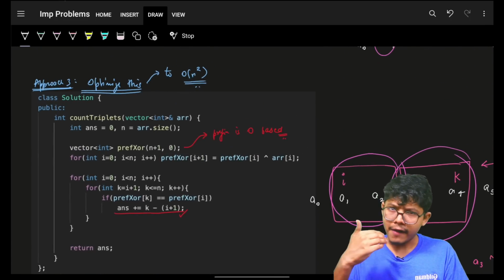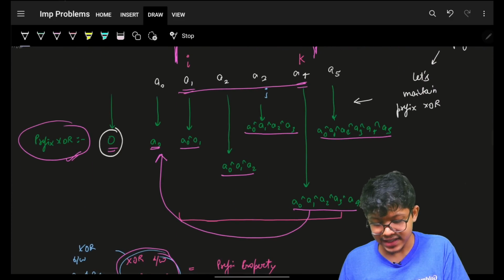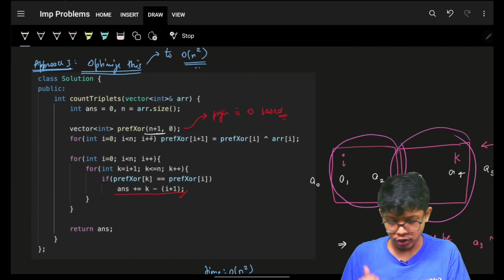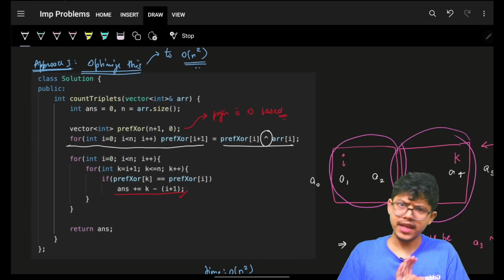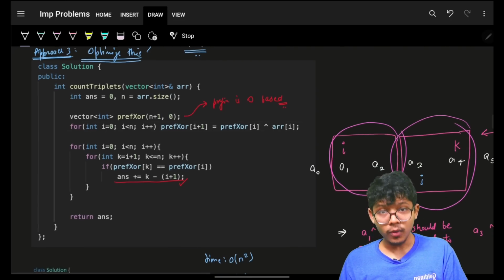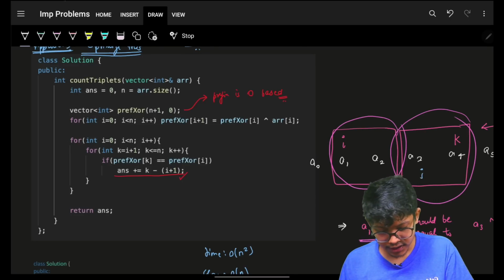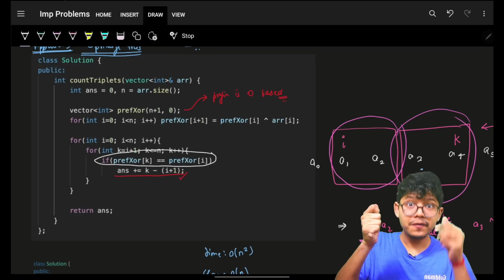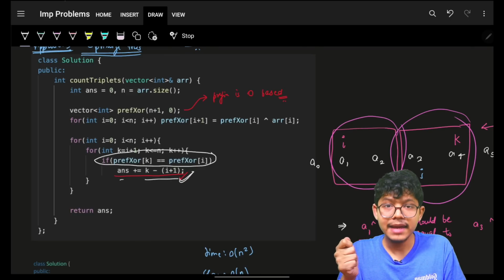Firstly, we have to maintain the prefix XOR. Again, as I showed you in the very beginning, the prefix XOR starts with a 0, so you have to maintain a 0 also. So I have taken an n plus 1 length prefix XOR array. I just maintain the prefix XOR, simply XORing. That's a simple prefix XOR. Now I went over all possible values of I and K. For every possible I and K pair, if the prefix XOR of K and the prefix XOR of I match, I know the contribution in the answer will be answer plus K minus I plus 1.